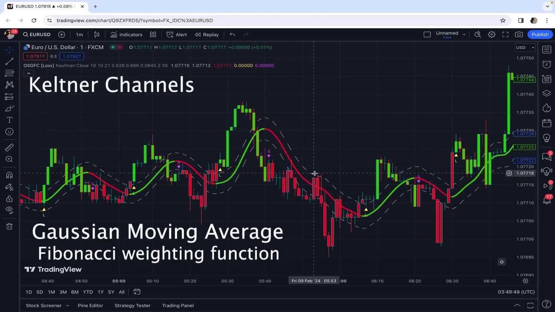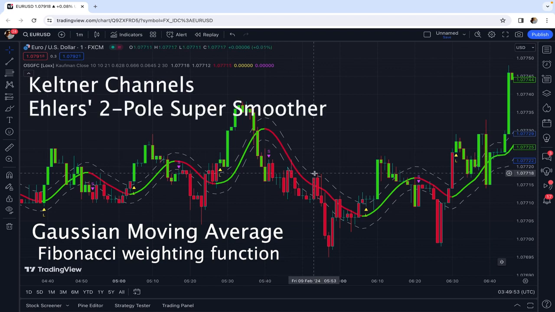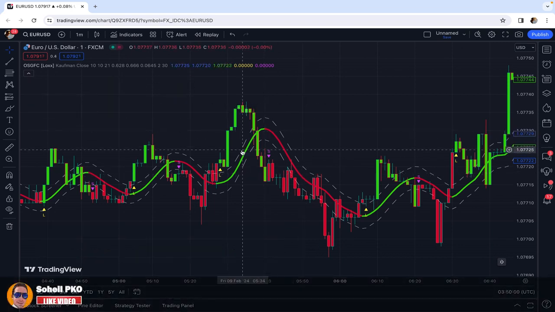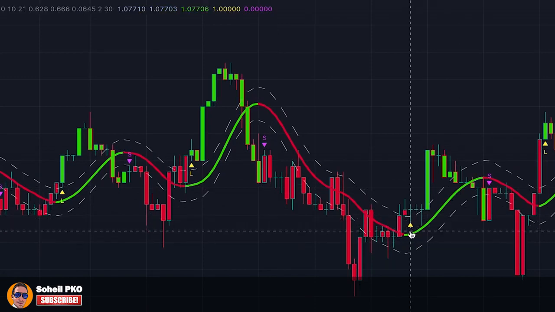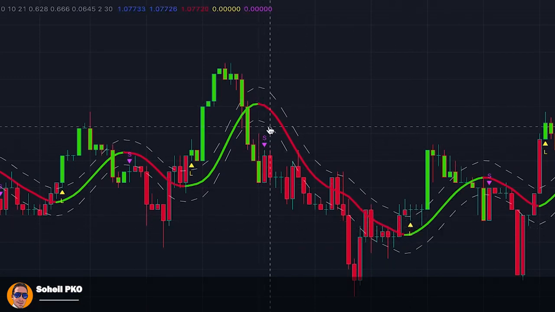Keltner channels are also used for showing zones of exhaustion, and Ehler's two-pole super smoother is also applied to reduce noises without considerable lag. This middle line that you see here and changes color between green and red, it's the Gaussian moving average, and when it changes color, these buy-sell signals are generated. When it changes to green, we have a buy signal, and when it changes to red, we have a sell signal.